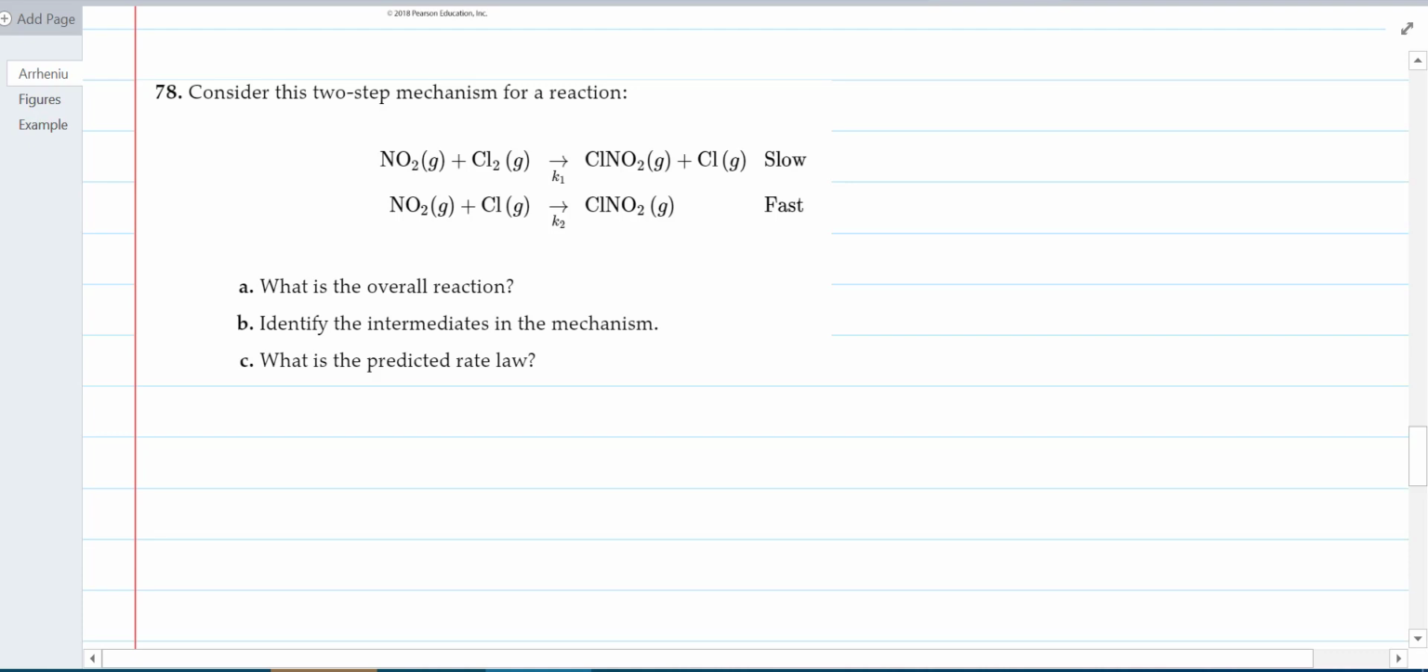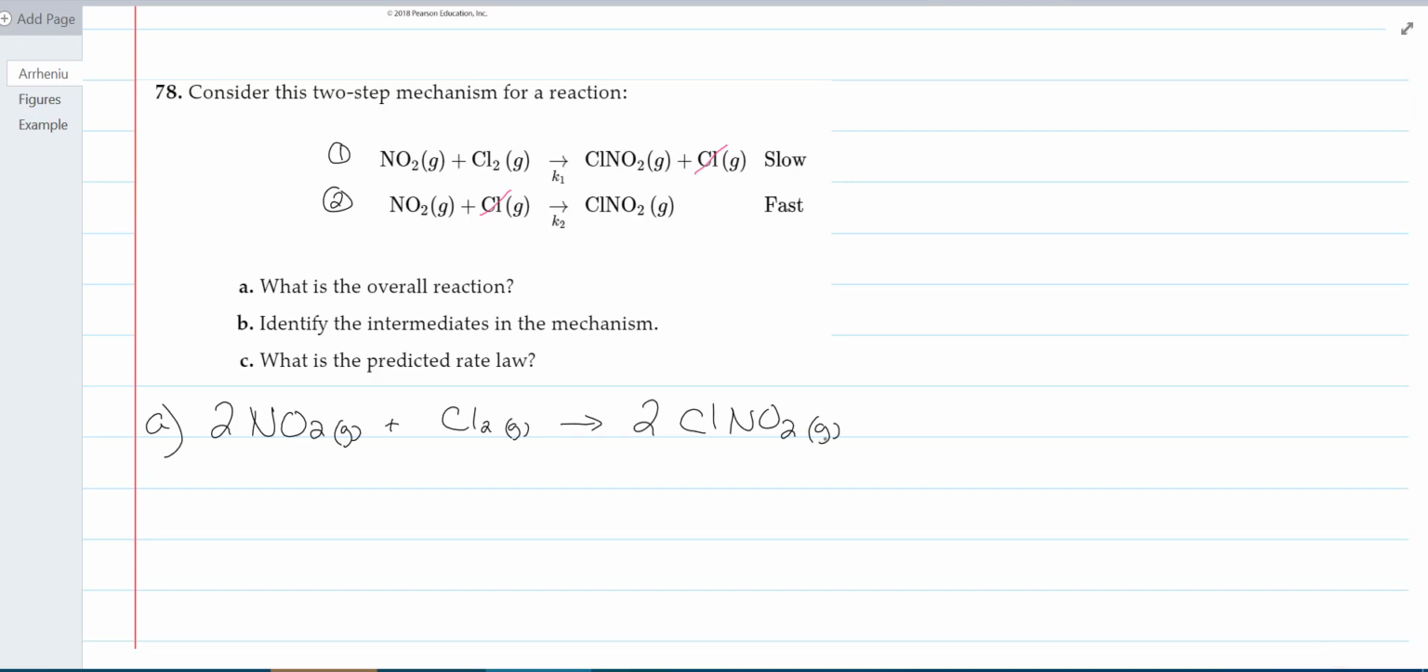So for A, we add up step 1 and step 2. If I add up, I get 2 NO2 gas plus, now this is important, you see how Cl cancels if I add them up? Cl2 going to 2 ClNO2. So that's the overall reaction.